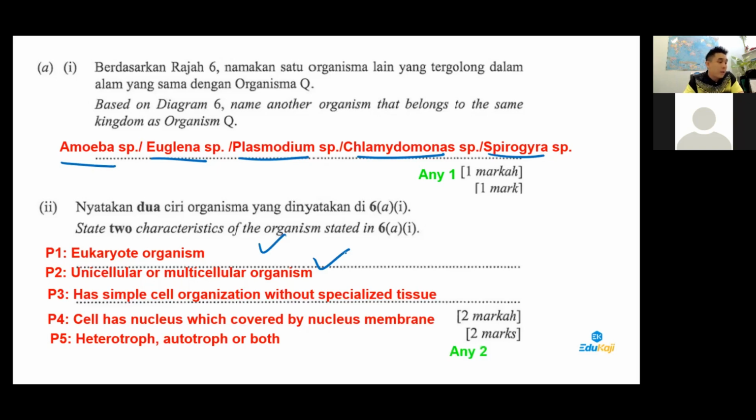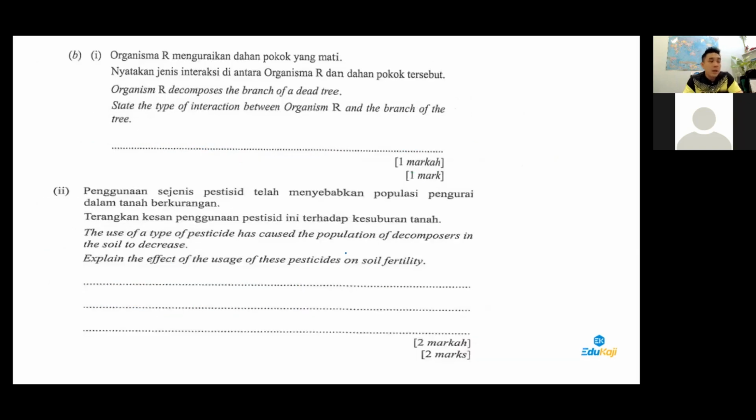Okay, next. Organisms that are decomposers. Keyword: decompose. A dead tree. State the type of interaction. If it decomposes something dead, confirm it is saprophytism. It's something like bread mold.